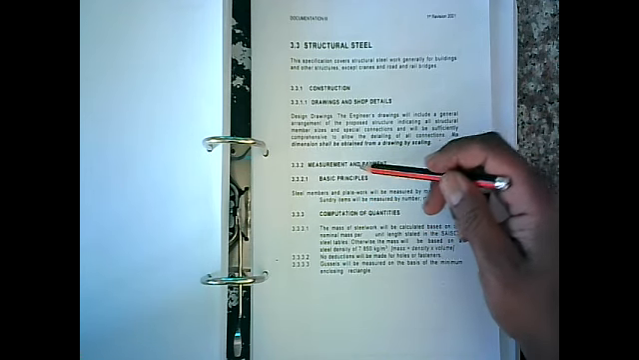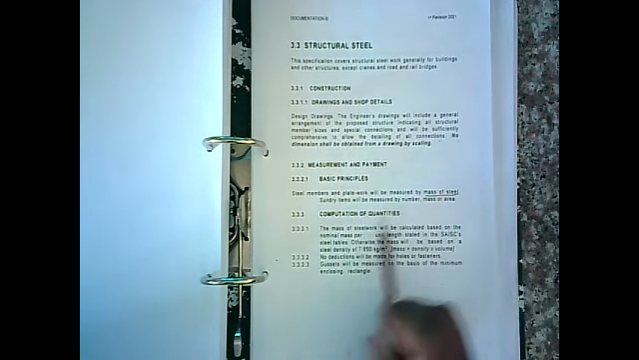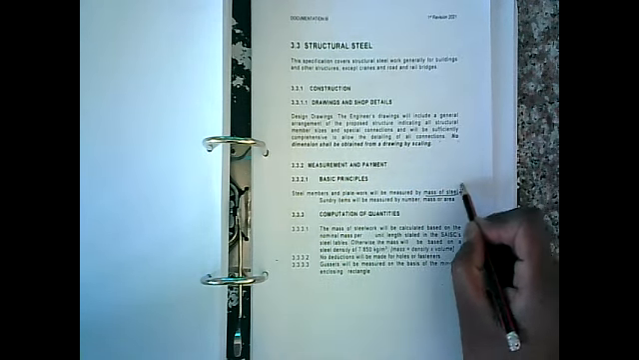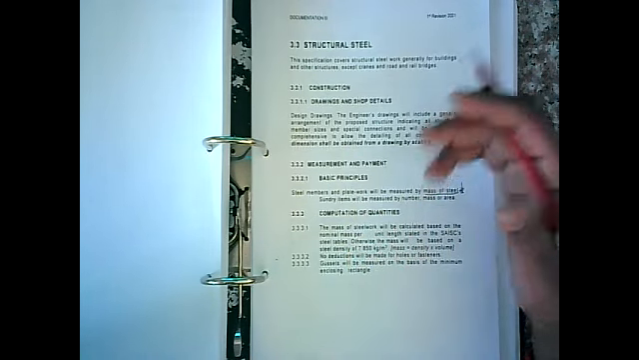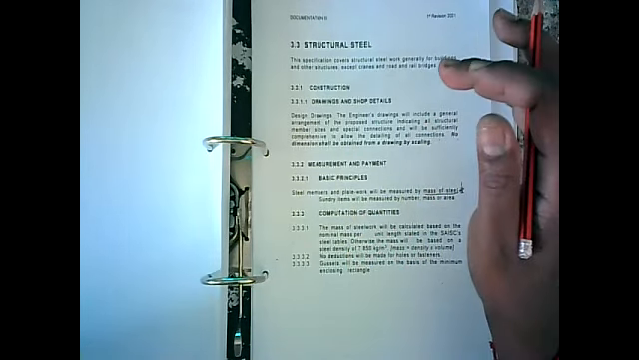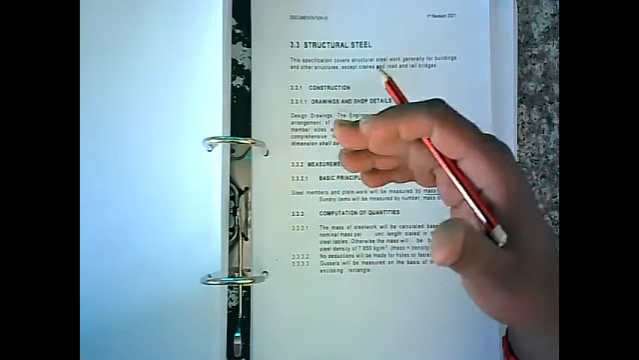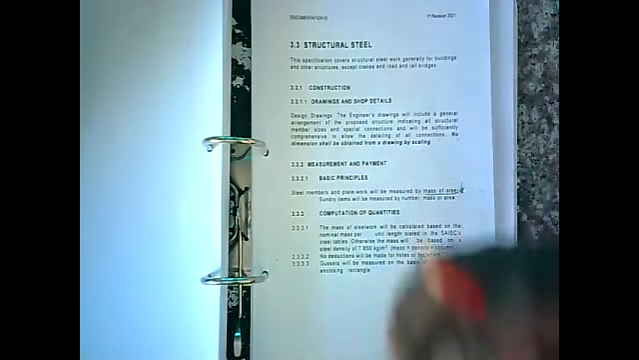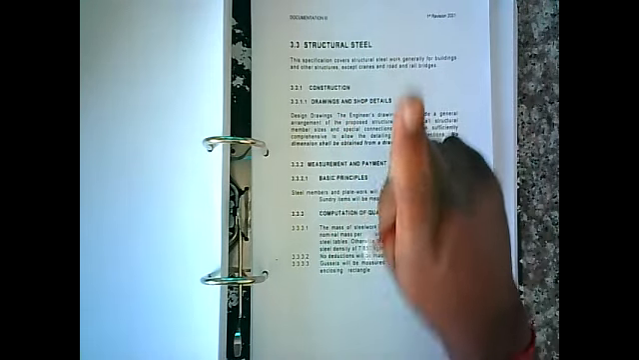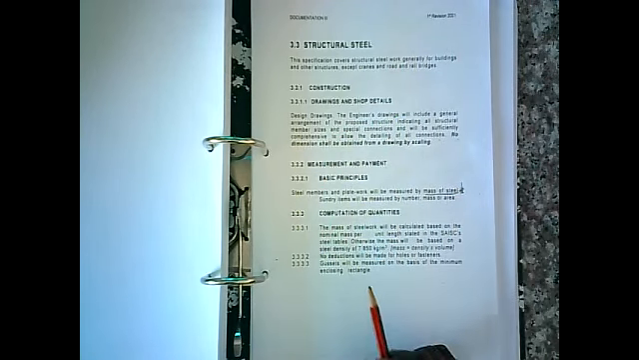Measurement and payment, basic principles. Steel members and plate work will be measured by mass of steel. This is the main thing. You'll see that in a moment. Everything is reduced to mass. If you recall the previous subsection in concrete, we had different units. We had area, we had volume, we had number of bricks, we had cubic meters, all those kind of things. But when it comes to steelwork, there's only one unit, mass of steel. You'll see that as we progress.